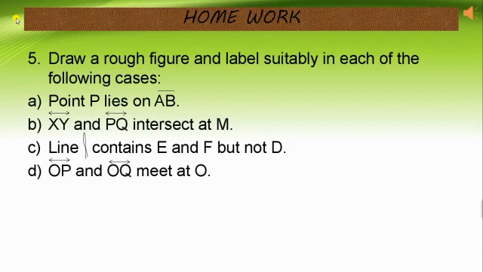Dear children, you have one homework. Draw a rough figure and label suitably in each of the following cases. First case, point P lies on AB. Second case, line XY and line PQ intersect at M. Third case, line L contains E and F but not D. And the last case, line OP and line OQ meet at O. All of you do the above homework and send me your answer.